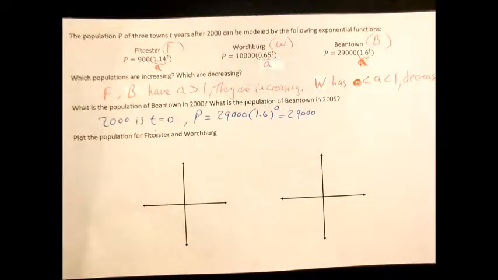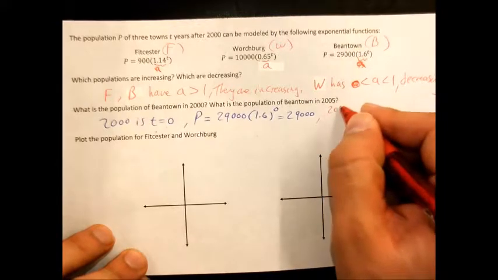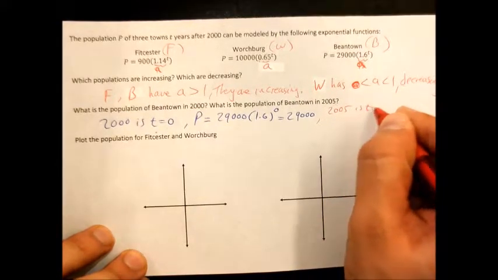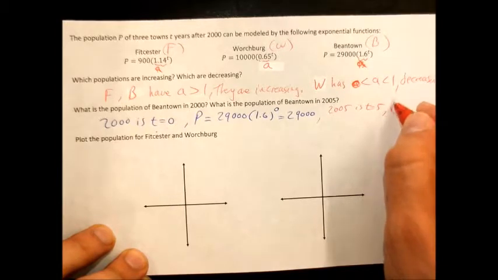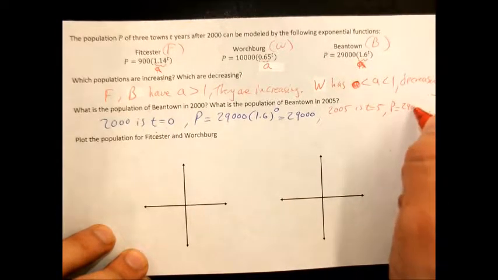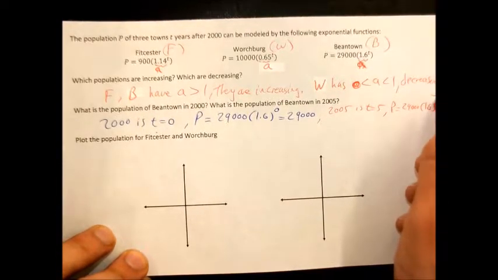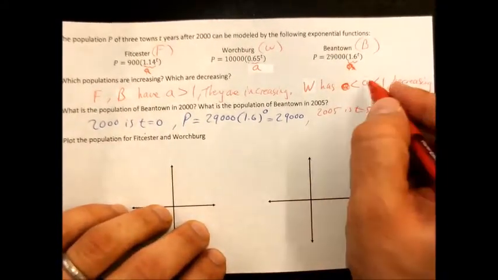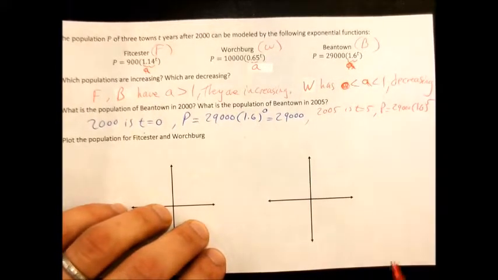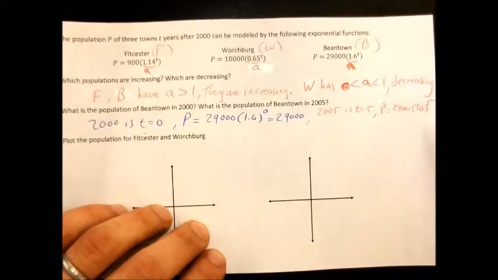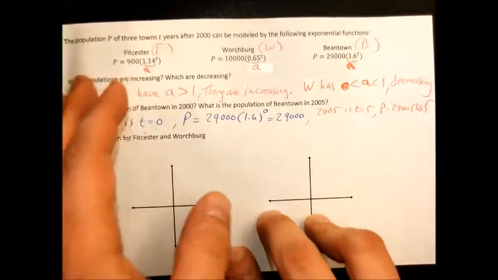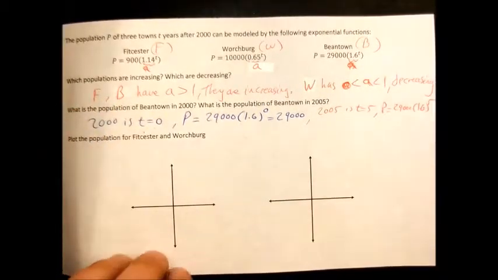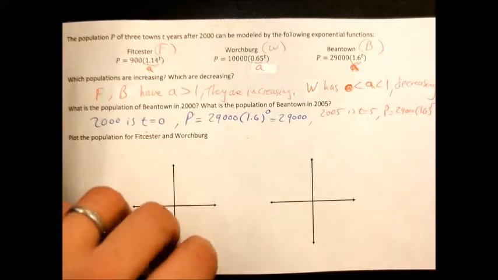And if we want to know the population in 2005, that would be T equals 5, right? Because that would be 5 years after 2000. And so 2005 is T equals 5. And so we'd get P equals 29,000 times 1.6 to the 5. And it turns out that's a pretty big number. I won't bother plugging it into a calculator, but it's in the hundreds of thousands. And so that's a really, really fast population growth. Maybe not realistic, but that's what you get when you make up a problem.